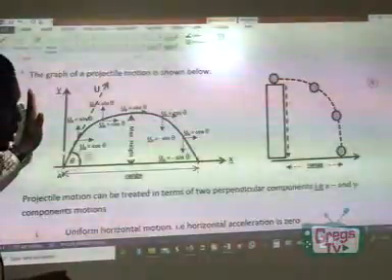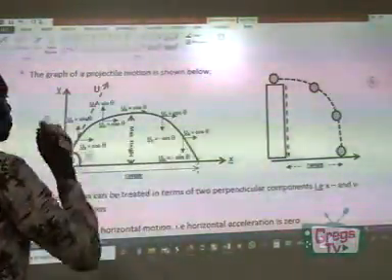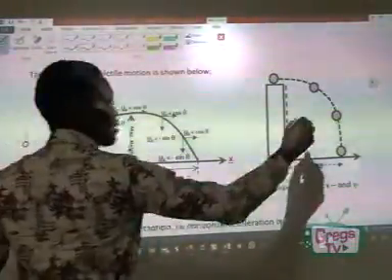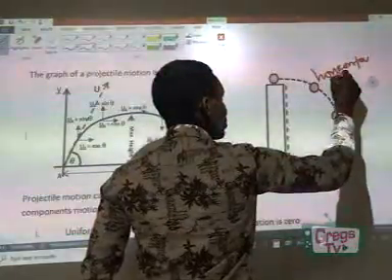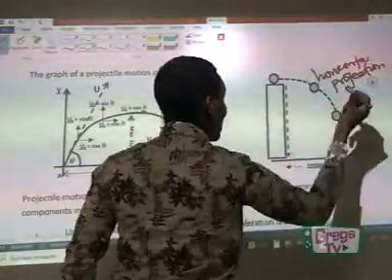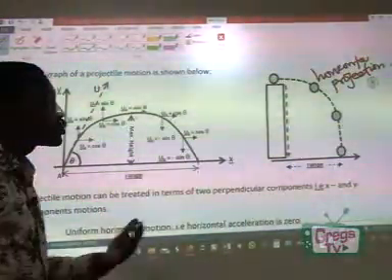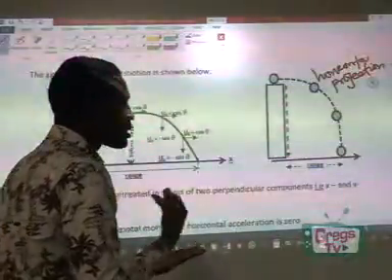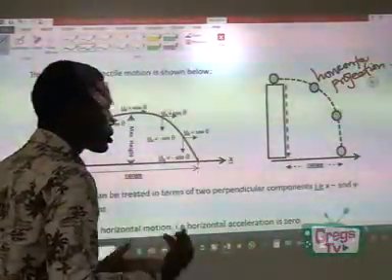Now, this is for vertical projection. Then this is for horizontal projection. So here, I'm going to be having horizontal projection. Now, this is where WAEC normally asks questions and you see students messing up. They miss words and they lose a lot of marks.